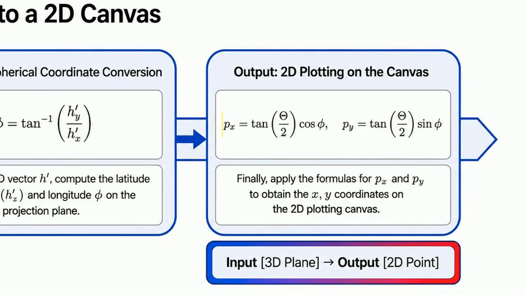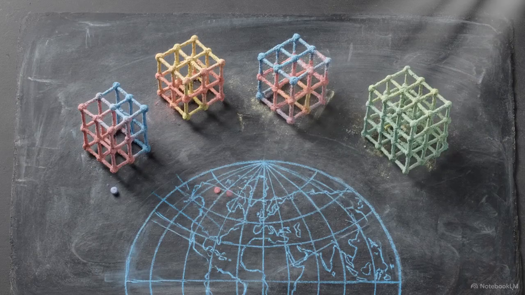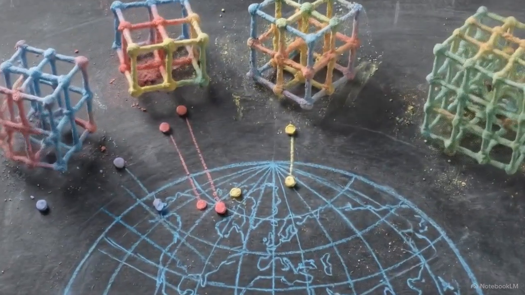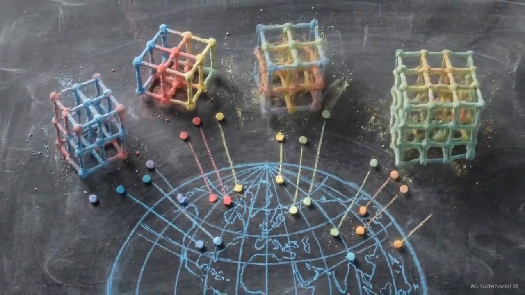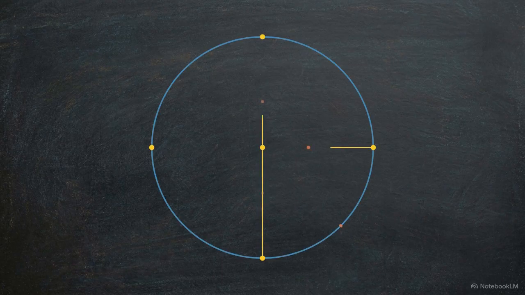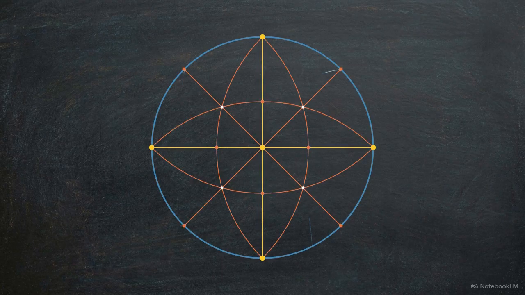The final x pixel is the stereographic radius multiplied by the cosine of the longitude. And the final y pixel is that same stereographic radius multiplied by the sine of the longitude. This strict pipeline, matrix rotation followed by spherical coordinate mapping, is the exact mathematical engine powering modern crystallographic analysis software. This diagram displays the result of running that stereographic algorithm across all symmetrically equivalent orientations of a single cubic crystal simultaneously. This dense web of specific nodes and intersecting great circles is the crystallographic master pattern.